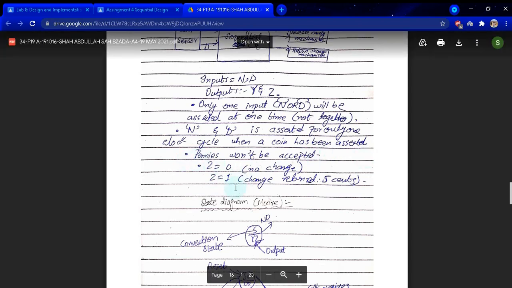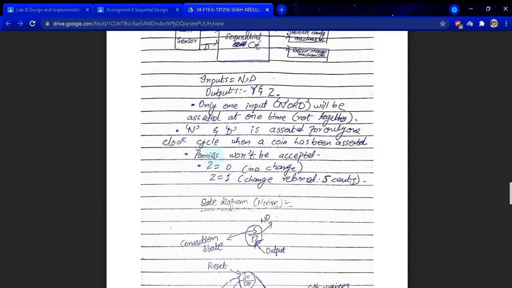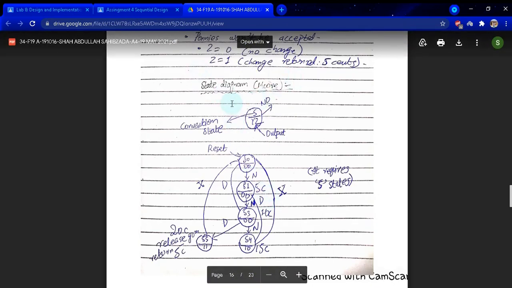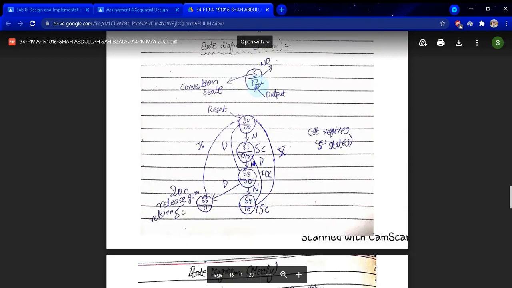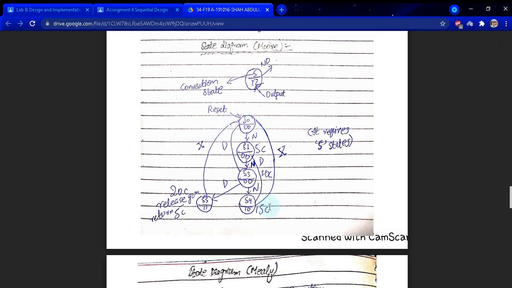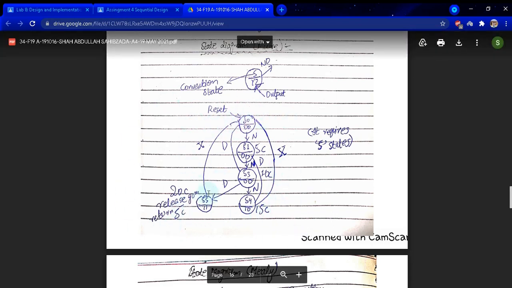Pennies won't be accepted, and there are two states: first, when Z is equal to 0 and when Z is equal to 1. When Z is equal to 0, there will be no change, and when Z is equal to 1, change returned is 5 cents. This is our state diagram for the Moore machine. As we can see here, these are our conventional states, these are our N and D inputs, and Y, Z is our output. So this is our Moore machine.